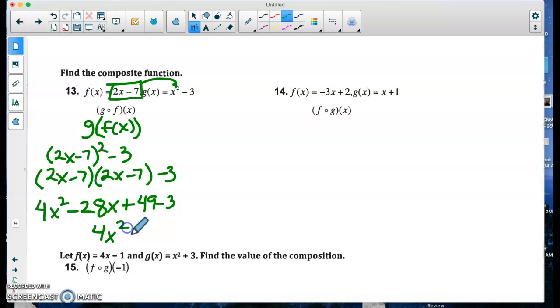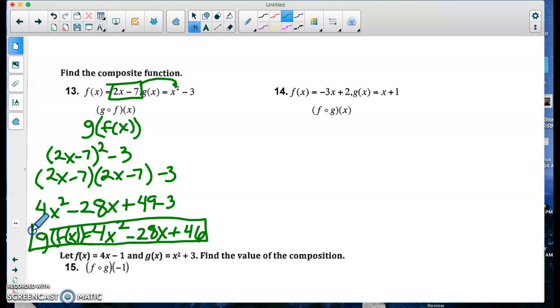So I'm going to have 4x squared minus 28x, and now I have plus 46. I'm going to bring this down right here because this should really go in front of our answer, because this tells us what we did. So if we're writing things in proper notation, which I hope you guys are, that would go in front. So this whole thing here is our answer.